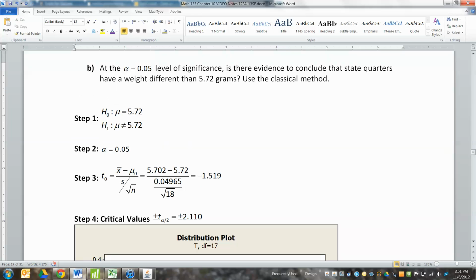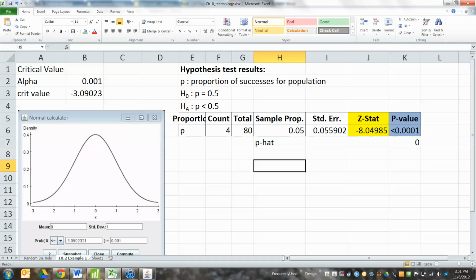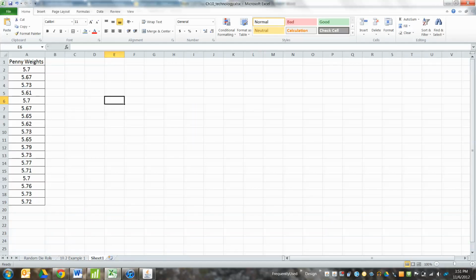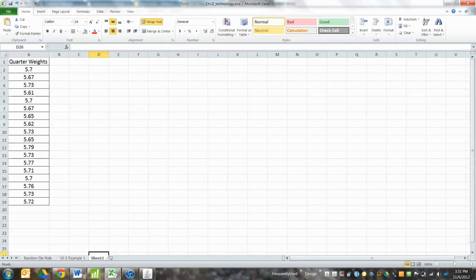5.702. Now, where is that coming from? Well, I have the quarter weights right here. So how could we get all that info out of it? So this is 10.3 example 1.